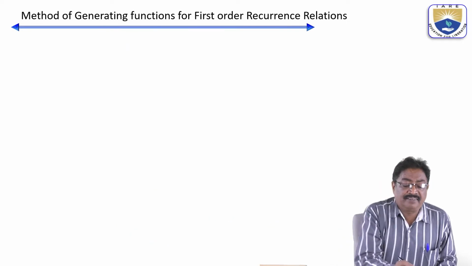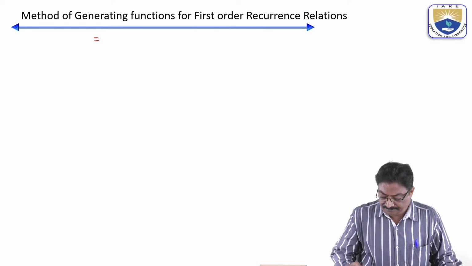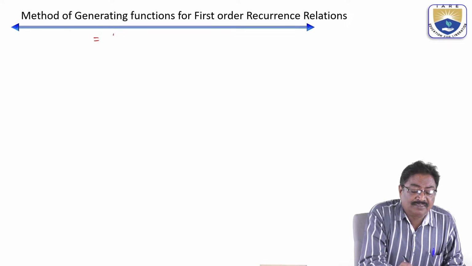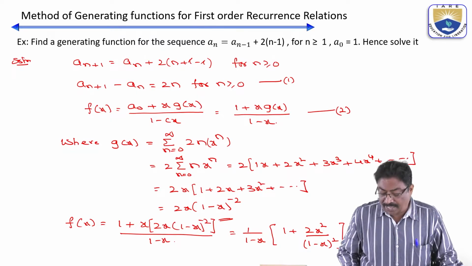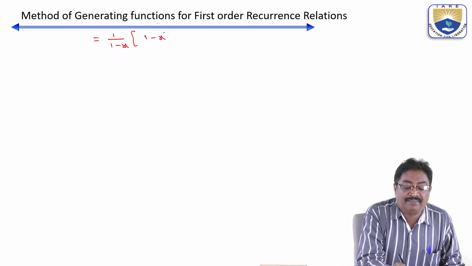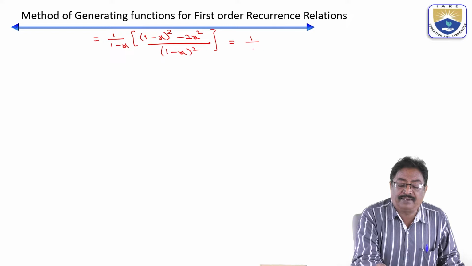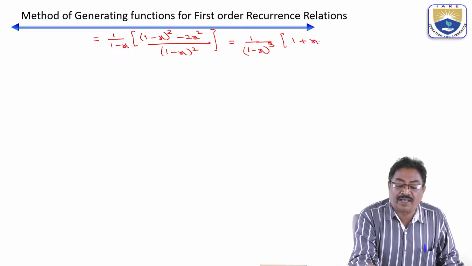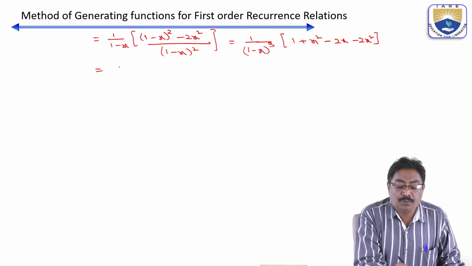Now afterwards, this is equivalent to 1 by 1 minus x, which I am going to take as 1 by 1 minus x times 1 minus x whole square, minus 2x square, by 1 minus x whole cube. So I am going to expand it. 1 minus x whole square is 1 plus x square minus 2x, then minus 2x square, which will become 1 minus 2x minus x square.